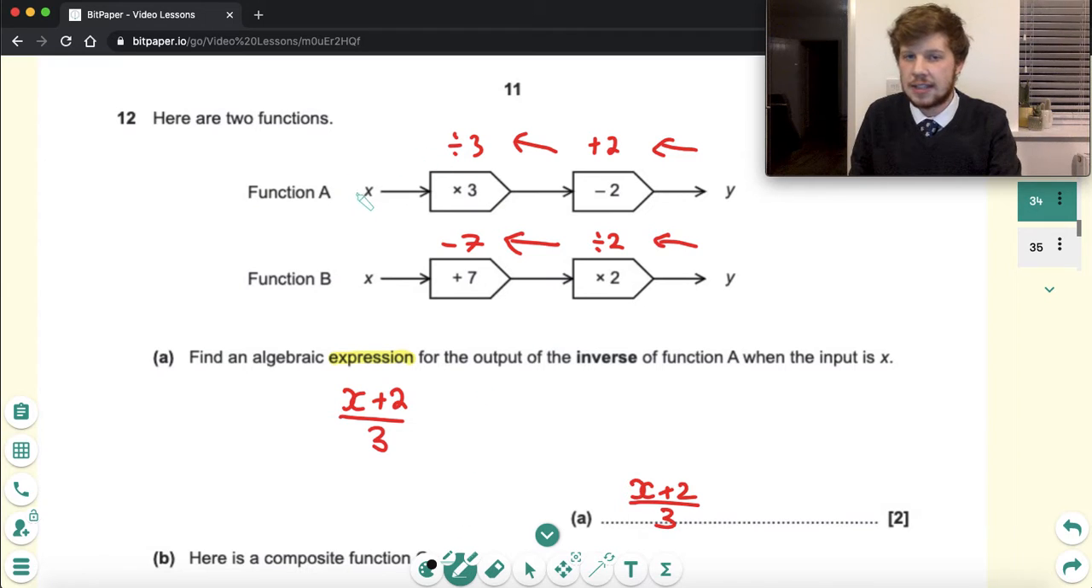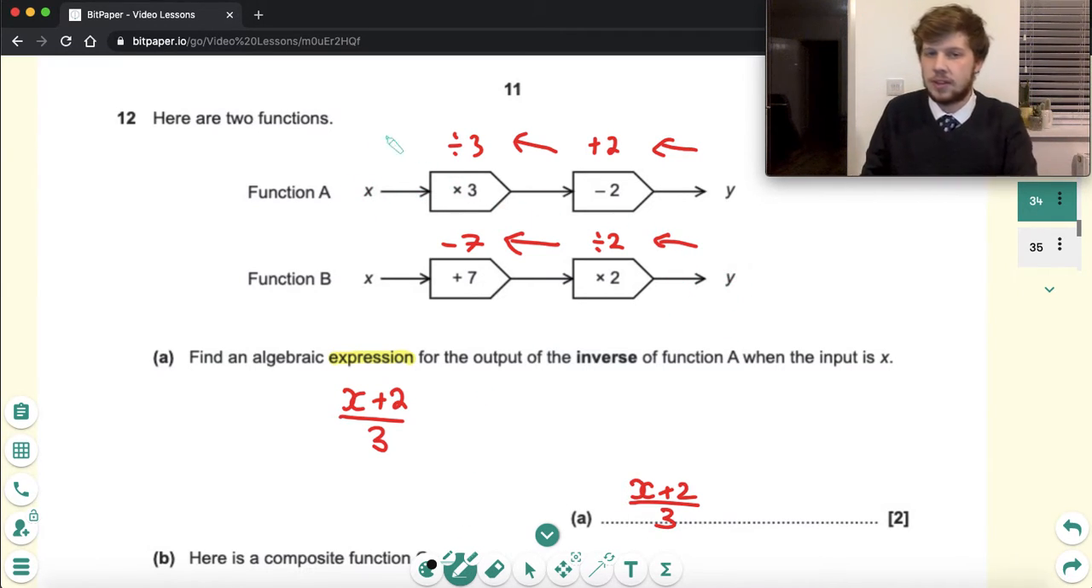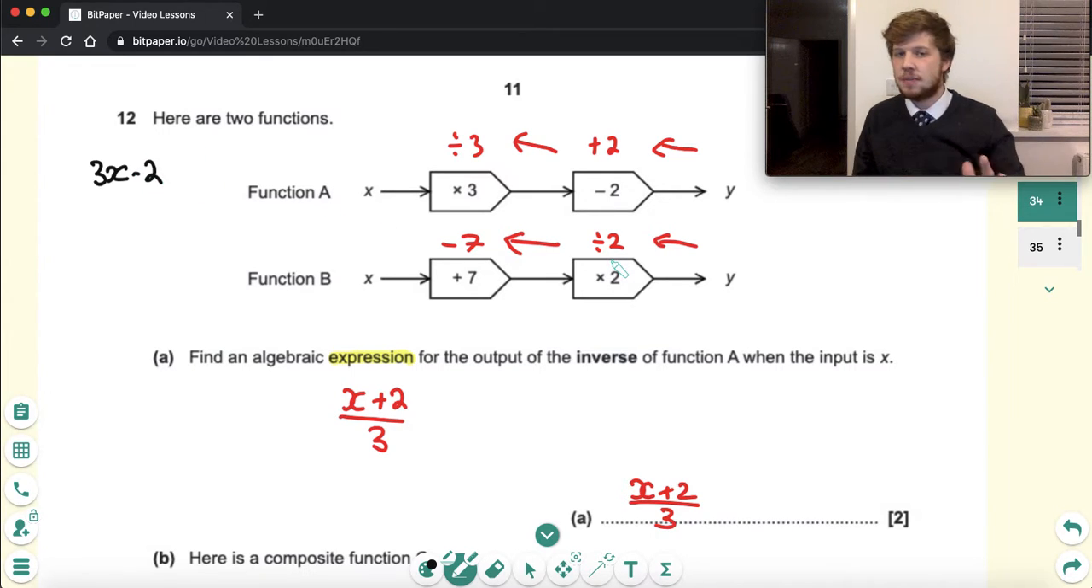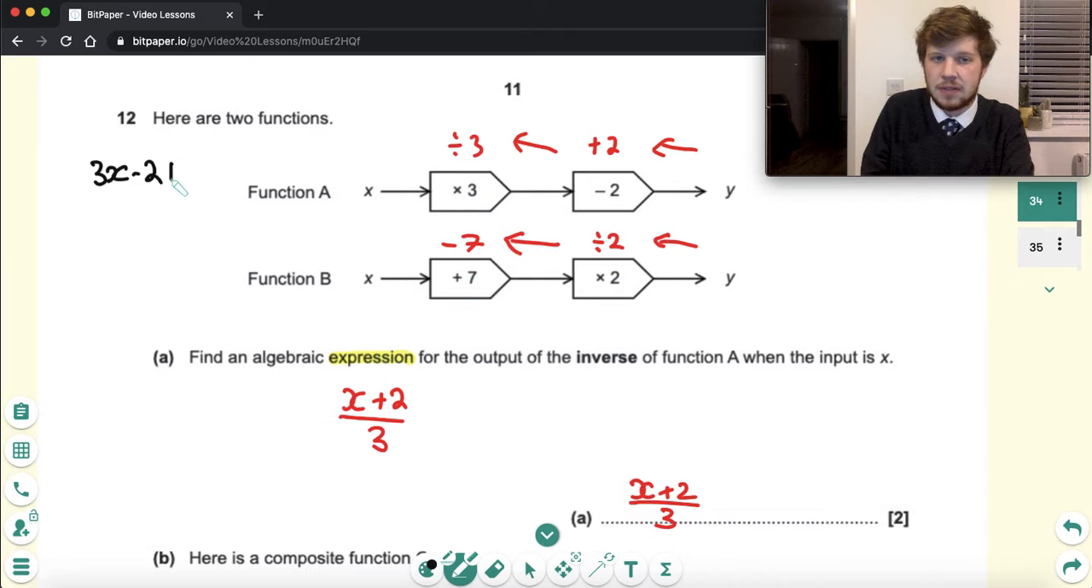And looking at this, I'm going to try and combine both of these functions to start off with. So I've got x, and I've multiplied by 3, so I've got 3x. Then I've subtracted 2, and that's the end of my first function, so I'd move on to function B. I plus 7 to this, and then I multiply by 2.